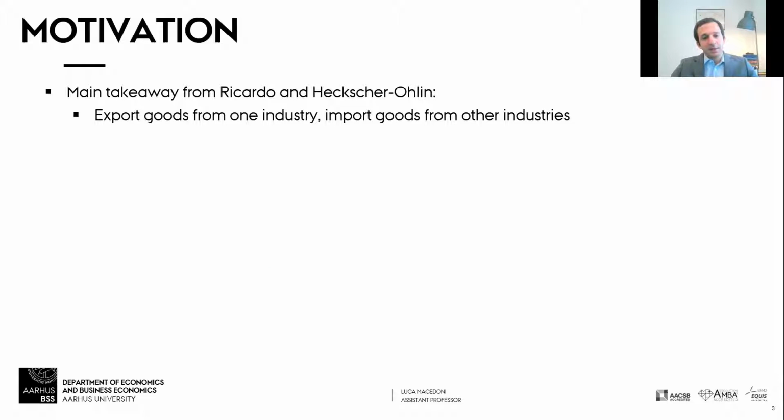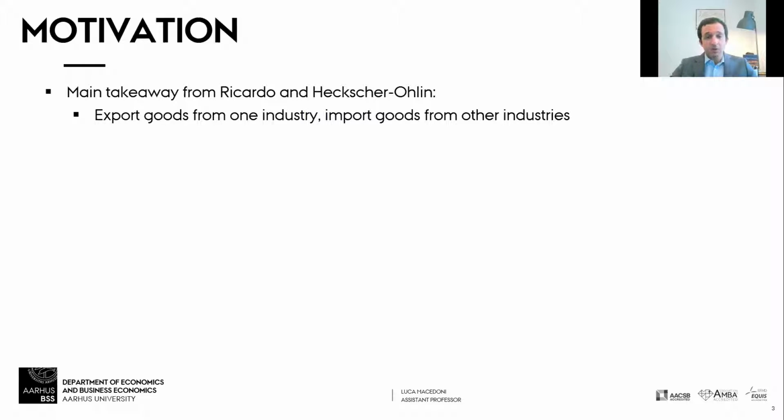Now, in the Ricardian and Axial model, a very important result was that when you export a good, you never import it. If you're in the Ricardian model and you have a comparative advantage in good one, you're going to export good one, but never import good one. Same thing in Axial. Countries specialize in the production of their comparative advantage good, export that good, and import the other one. So let's see if this is actually true in the data.